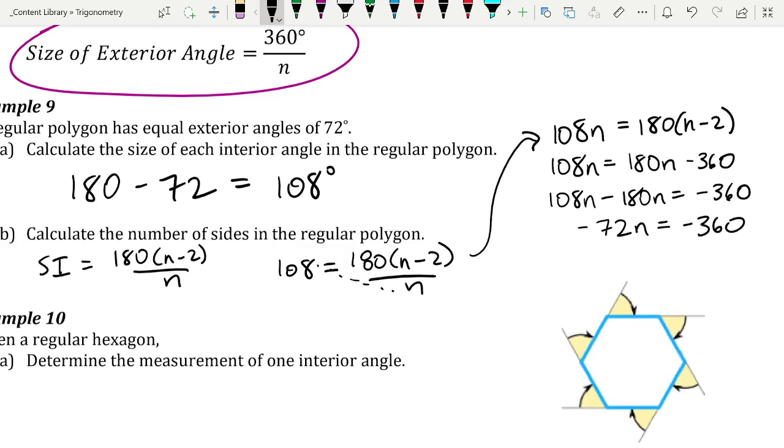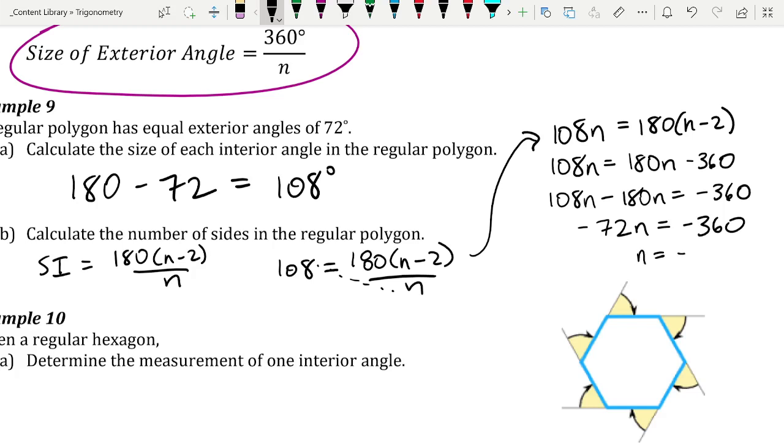And then what's the last step? How do you get n by itself now? You divide both sides of the equation. Now, how do you know it's a divide? Well, because remember, algebra is always the opposite of what's happening to your variable. This variable is being multiplied by that number. How do I undo that? I divide by that number. So I'm going to divide both sides of this equation by 72.